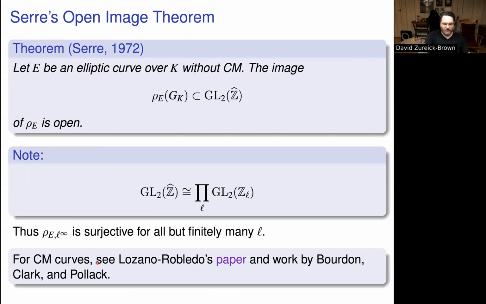I will say there's an incredible paper by Alvaro Lozano-Robledo handling the CM case. I think it's 50 or 60 pages, and a lot of other related work preceding that. In the CM case, there are fewer CM elliptic curves. You can ask for more, and so you can get stronger theorems.